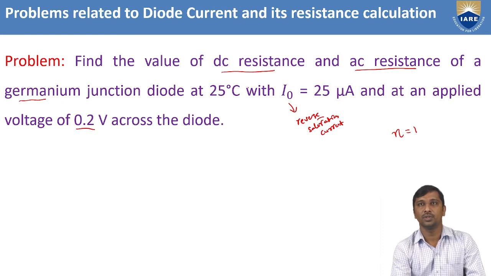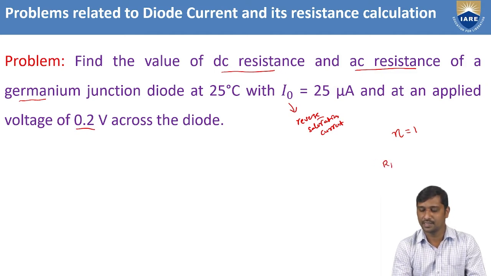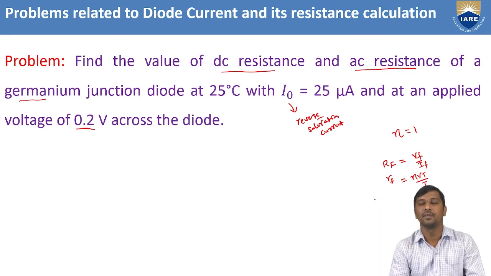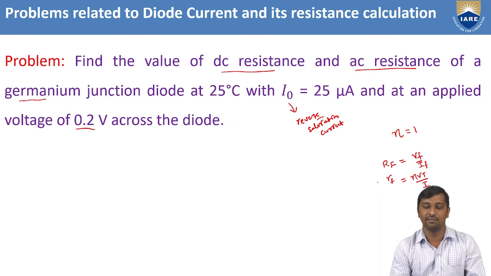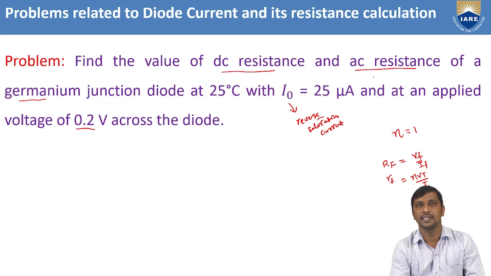Here we need to determine two types of resistances: one is the DC resistance, one is the AC resistance. The DC resistance is also called the static resistance, and the AC resistance is also called the dynamic resistance. DC resistance is represented as capital RF, and AC resistance as small rf. DC resistance is simply VF by IF, and rf is eta times VT by IF. By using these two formulas, we identify the DC and AC resistance of a germanium junction diode at the given temperature of 25 degrees centigrade.